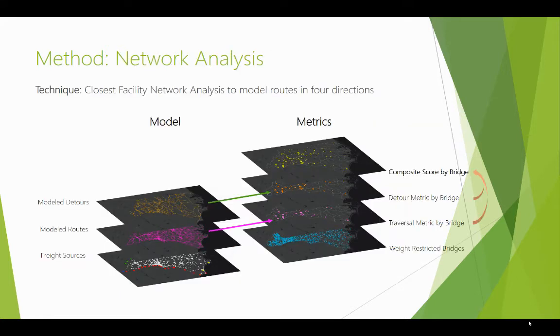The second step of the methodology is network analysis. The closest facility tool is used to conduct network analysis to model routes in 4 directions. Freight sources are used to model routes, and routes that cross bridges are used to model detours. A traversal metric and a detour metric are created for each bridge and summed to create a composite score of criticality.